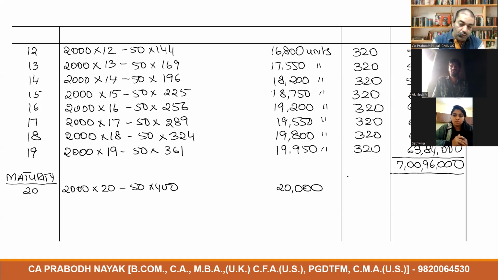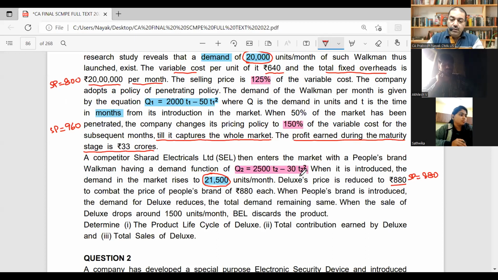Okay. Now 20,000 units, I'm going to first find out how many months I'm going to last. Now, if you see the question, let us come back to the question. What information they have given us for the maturity stage? You can see this profit earned during the maturity stage is 33 crores.